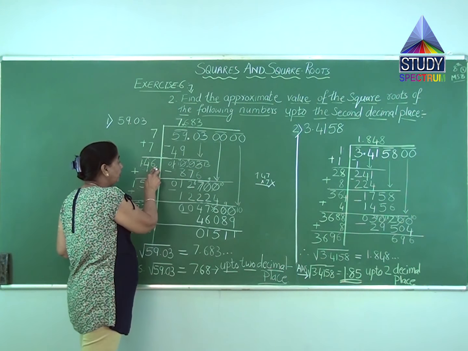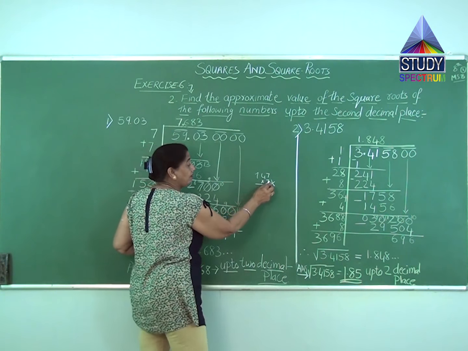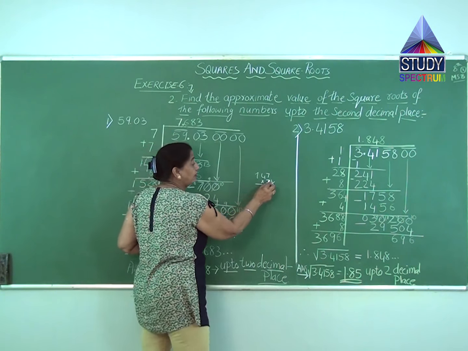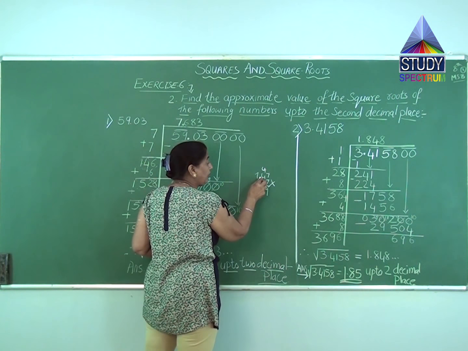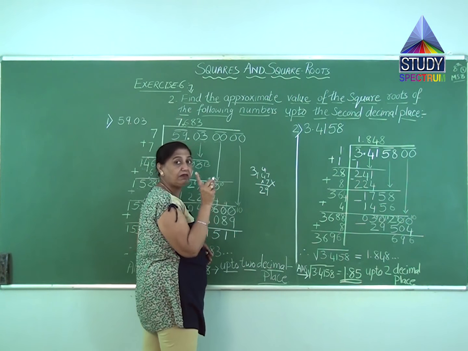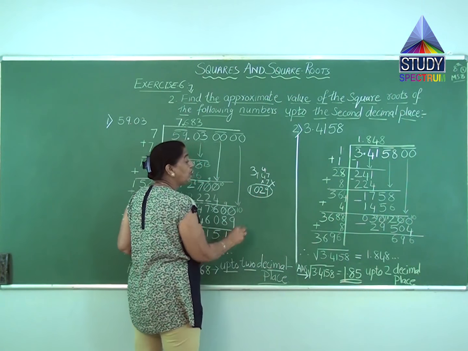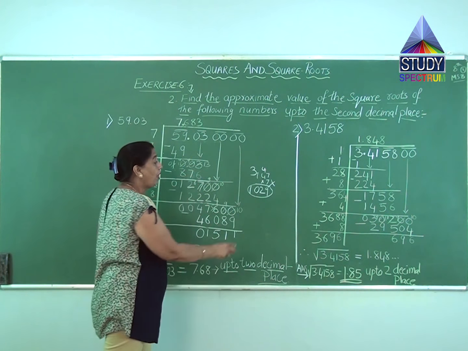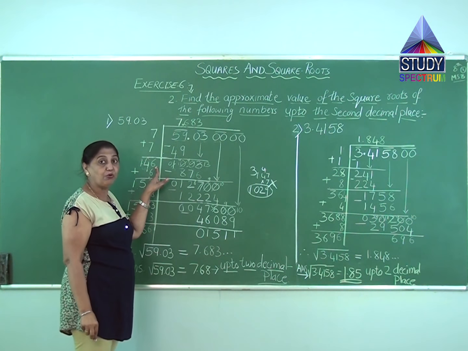Why? Because I have to multiply by the same number 6. This number I will multiply by 6 and the product should be close to this, not more than this. If I take 7, just see. 7 into 7 gives me 49, 4 carry. 7 into 4 is 28, 28 and 4 is 32, 3 carry. And 7 into 1 is 7 plus 3, 10. So this number is 1029, which is more than this. So I will not consider this number. Right? So that's the reason I have taken 6 over here.